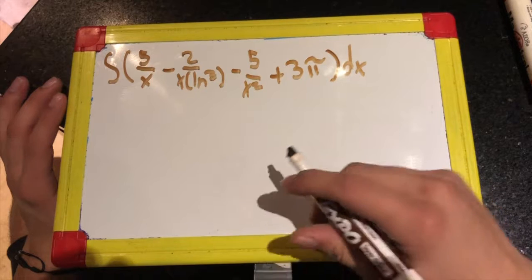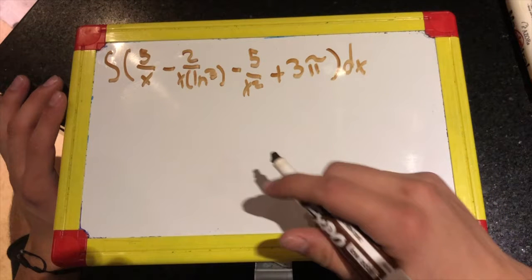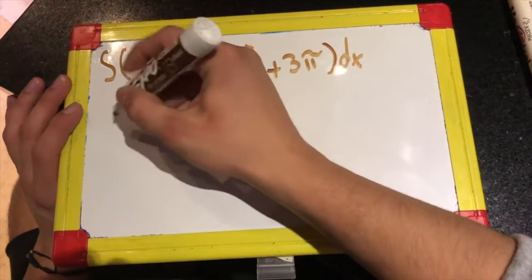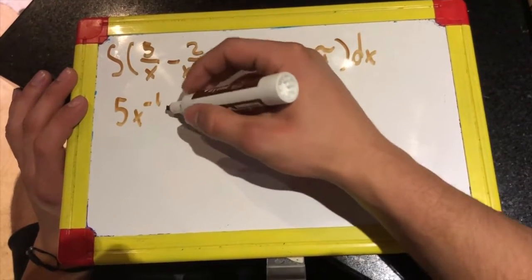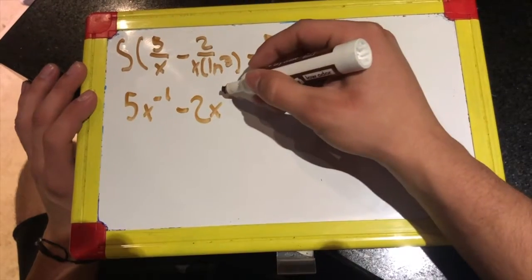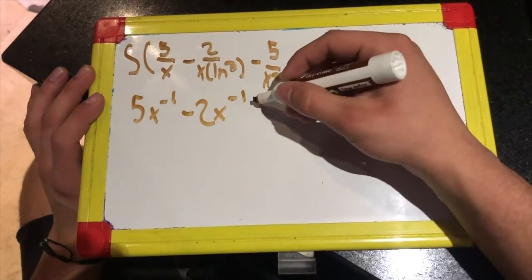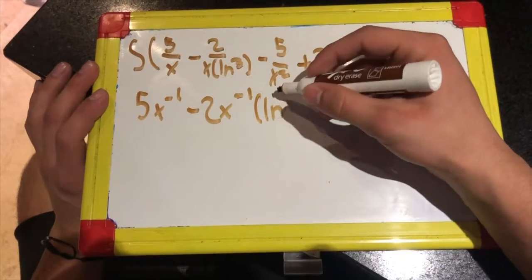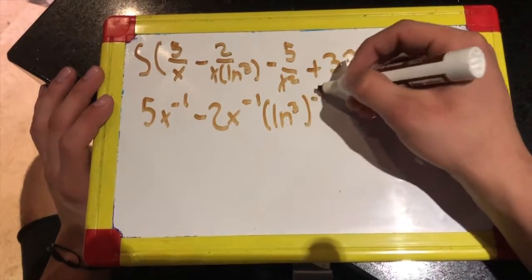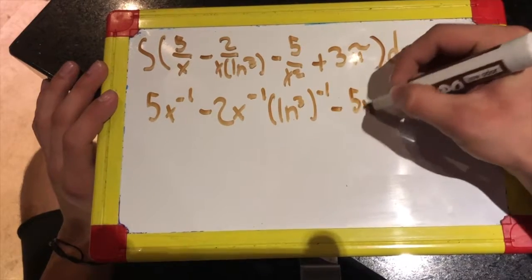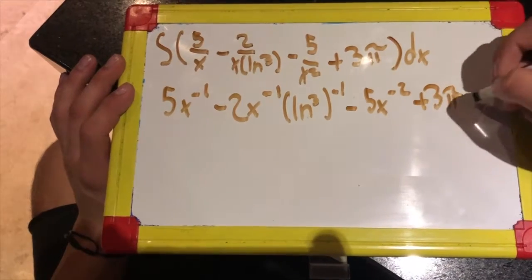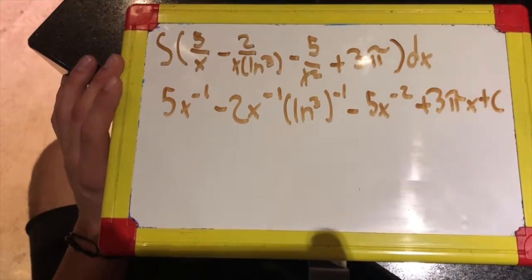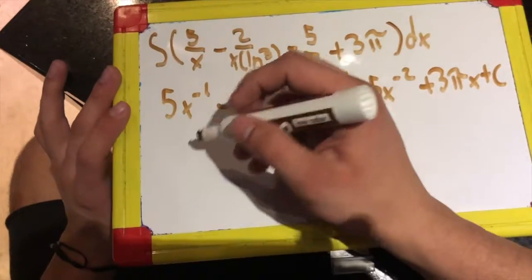The problem we're going to solve today is 5 over x minus 2 over x times (ln cubed) minus 5 over x squared plus 3 pi. Okay, so our first step is to bring everything to the top. So it will be 5x to the negative 1 minus 2x to the negative 1 times (ln cube) to the negative 1 minus 5x to the negative 2 plus 3 pi x plus c.